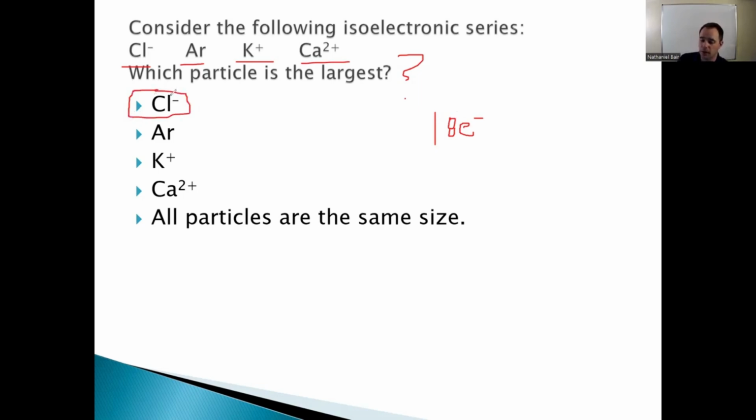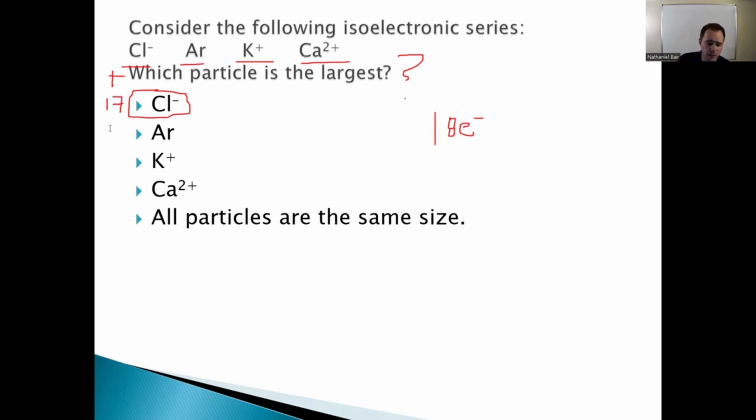Why? Least number of protons. Let's write down the number of protons, right? The protons determine your suckage, how much it's pulling everything in. Chloride has the least amount of protons. If you're looking on a periodic table, which you should be, chloride's rocking 17.